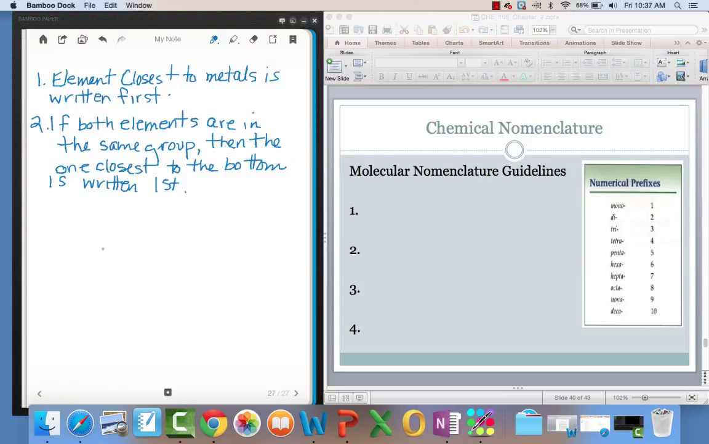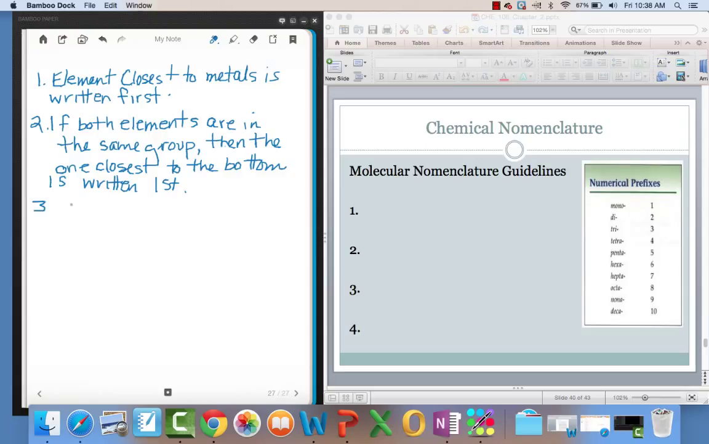However, not all of you have memorized the periodic table trends. We know that electronegativity increases as we go from left to right across the periodic table, and it decreases as we go from top to bottom. So that's what essentially this is saying. The element closest to the metals is written first. It's going to have the lower electronegativity, and if both elements are in the same group, then the one closest to the bottom is written first because it's got the lower electronegativity.